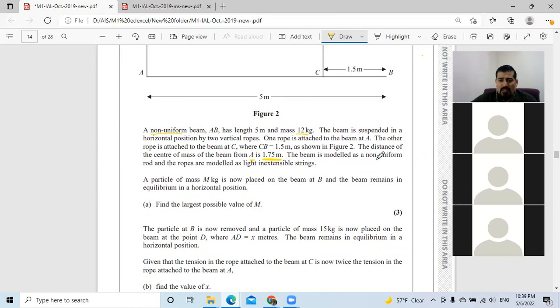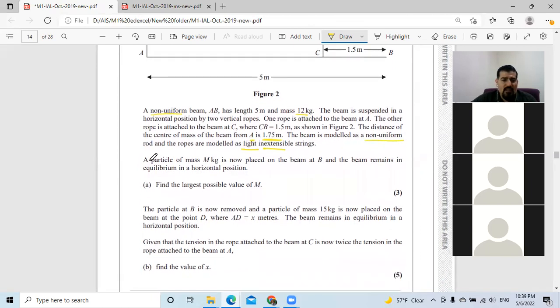The beam is modeled as a non-uniform rod, and the ropes as light inextensible strings. A particle of mass m kilograms is now placed on the beam at B, and the beam remains in equilibrium in a horizontal position. Find the largest possible value of m.